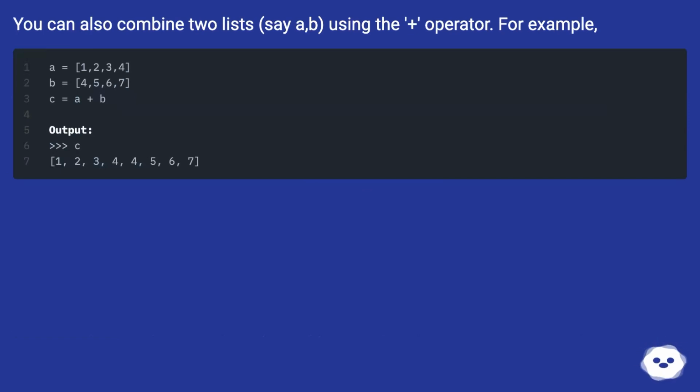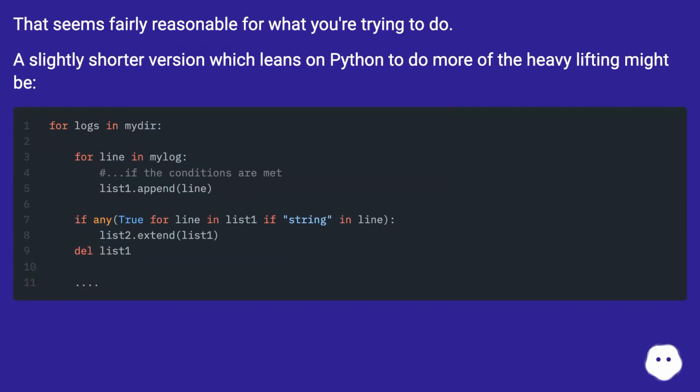You can also combine two lists, say A, B, using the plus operator. For example, that seems fairly reasonable for what you're trying to do.